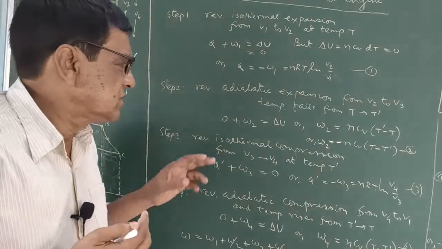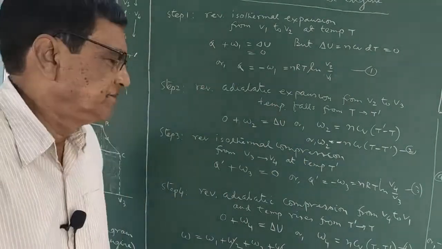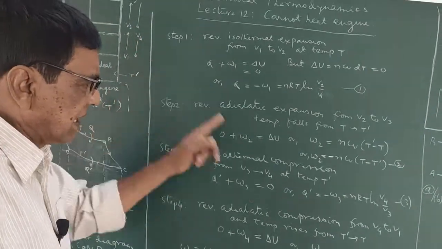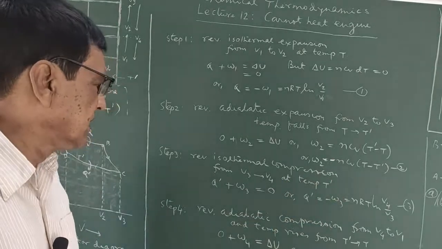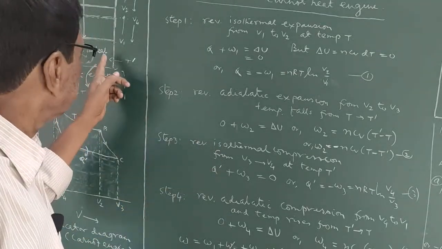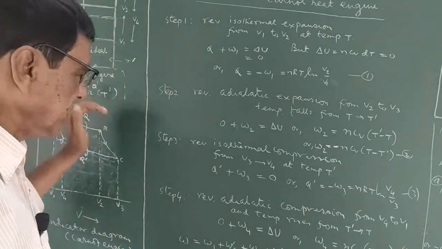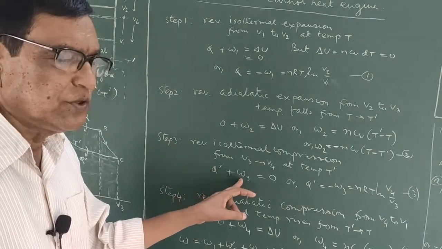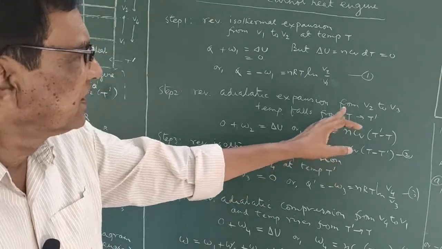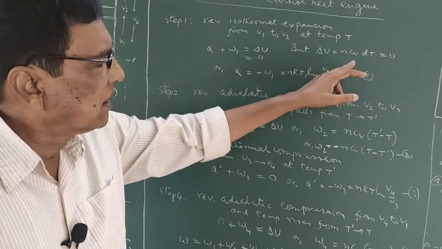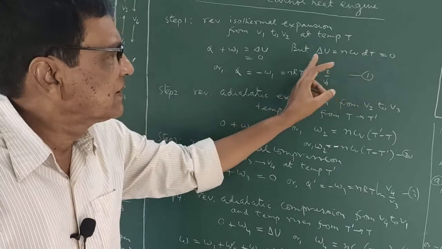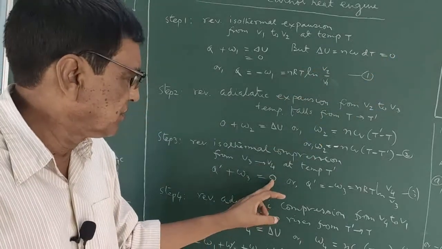So in case of reversible isothermal compression from V3 to V4 at a temperature T dash, Q dash, heat exchanged from the engine to this lower temperature reservoir, plus W3, work done in this third step, equals 0, as we have seen in case of isothermal process for this ideal gas, del U equals 0.